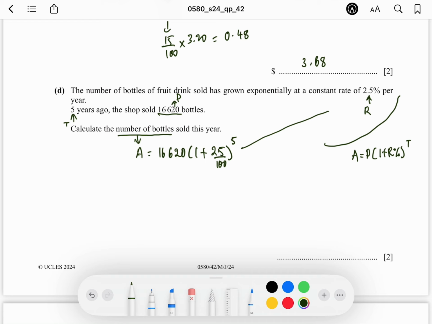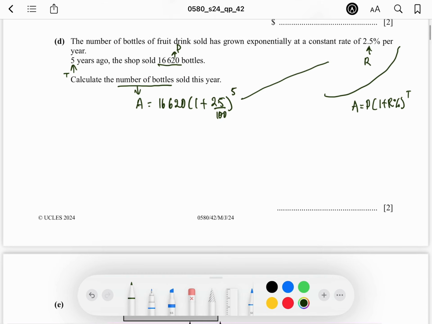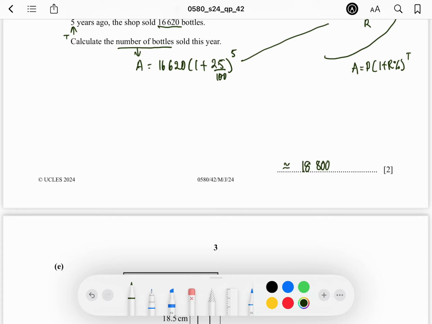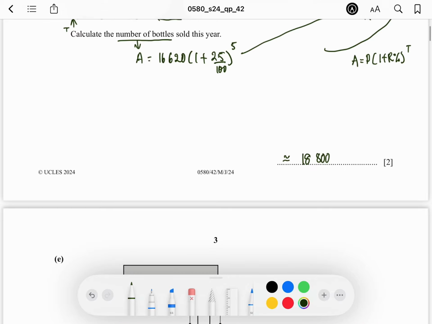Alright. So your answer would be berapa? 18. Macam 8 saja tadi. 18,000. 100. That's your 2 marks.